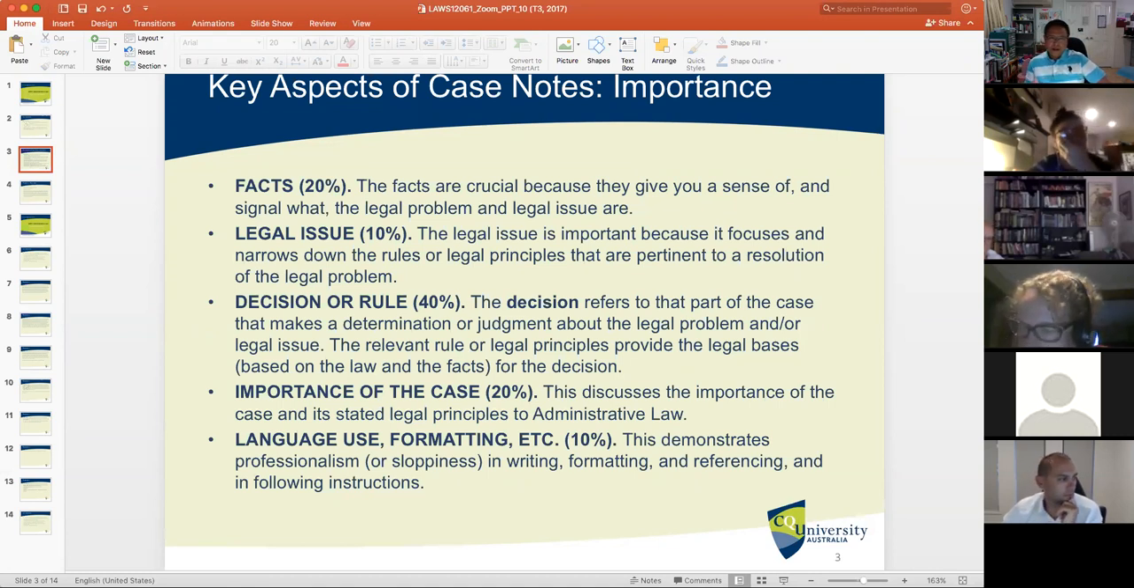Okay. Now, there are two aspects to the third. There are two parts to the third aspect of the case note, and that relates to the decisional rule. So the decision refers.